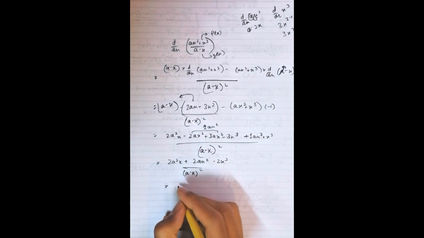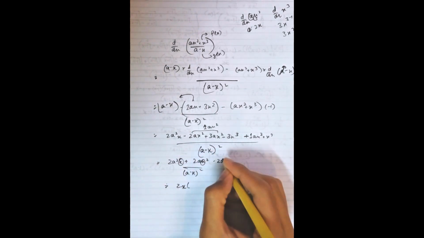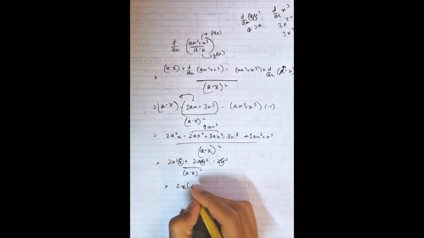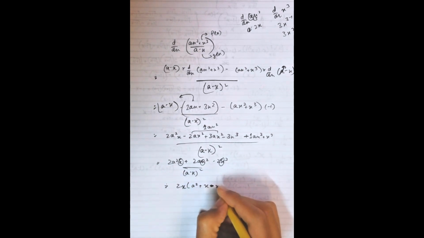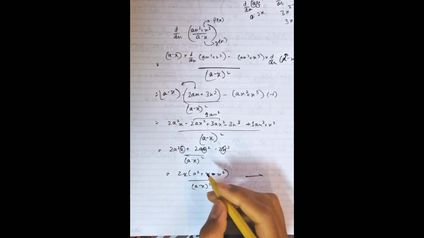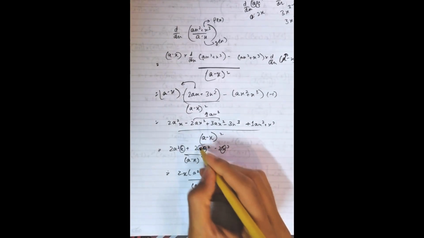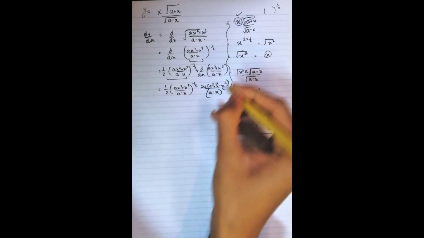And if I just take out the 2 common, it would be 2. Also the x common, because the x is present in every term. So 2x is common. Now a squared plus ax, sorry, minus x squared, divided by a minus x whole squared. This would actually be ax because the a hasn't been taken out common over here. So I can write ax. Okay, now I have ax over here.